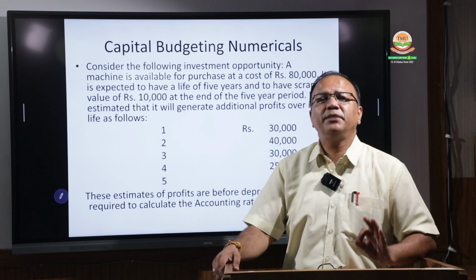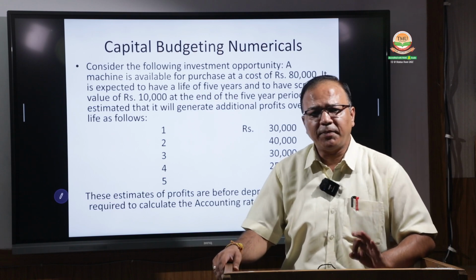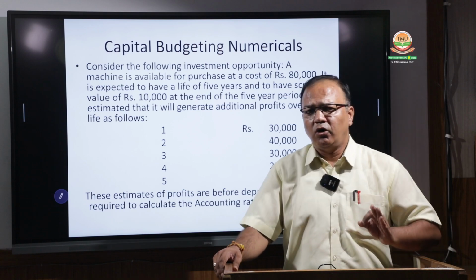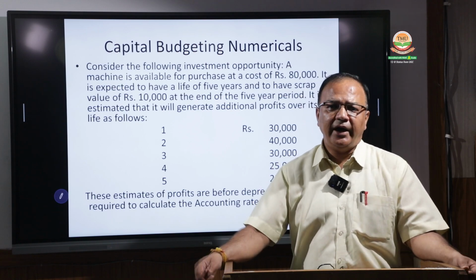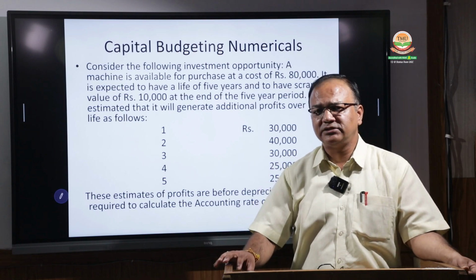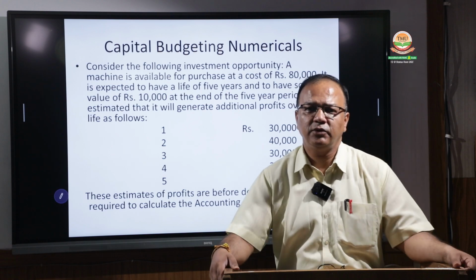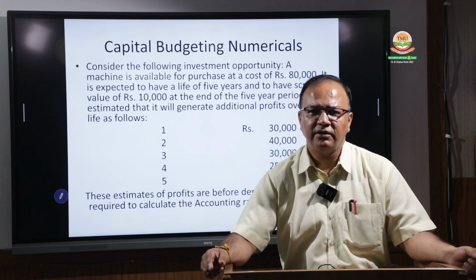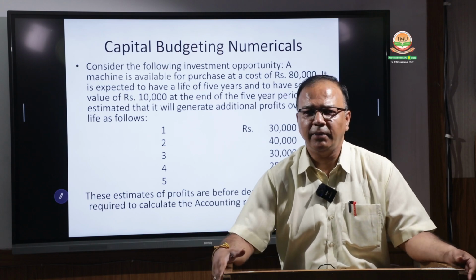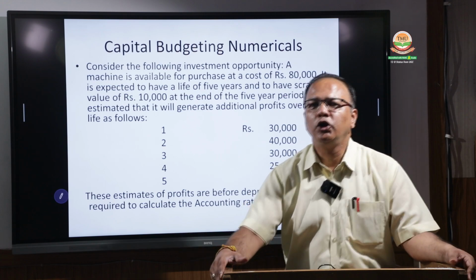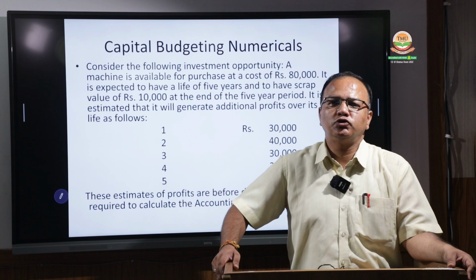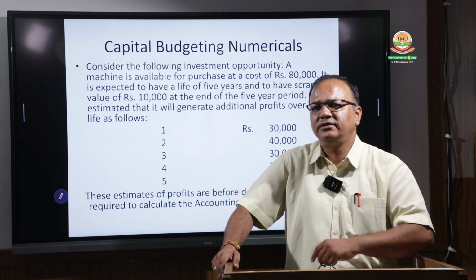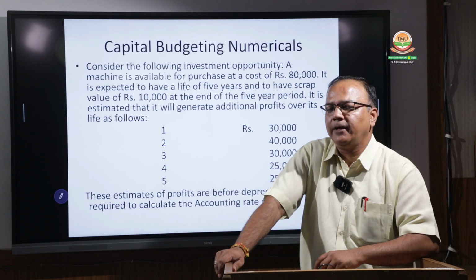Now, what is the meaning of scrap value? If you are purchasing machinery, the cost of machinery will be 50,000. A scrap value of rupees 10,000 means that after 5 years, because the life of the machinery is 5 years, the machinery will be obsolete. It means it will be of no use for the organization, so you have to replace this machine.